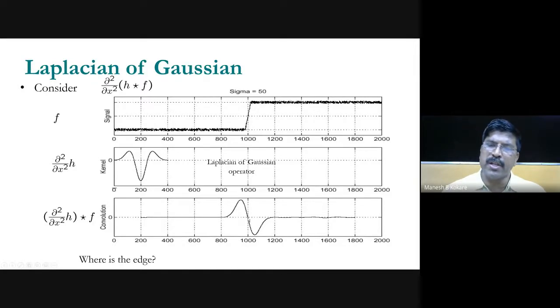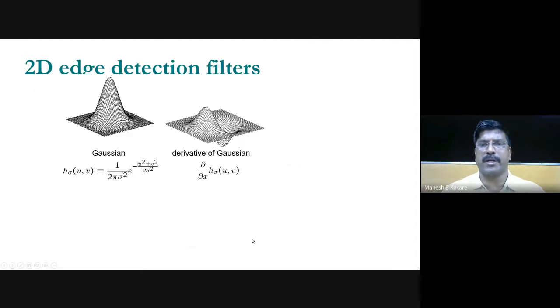Now where is the edge? The edge in this case is at the zero crossing. So you can easily detect the edge in the Laplacian of Gaussian where there is a zero crossing. So here there will be an edge. The zero crossing of the bottom graph gives the location of the edge.